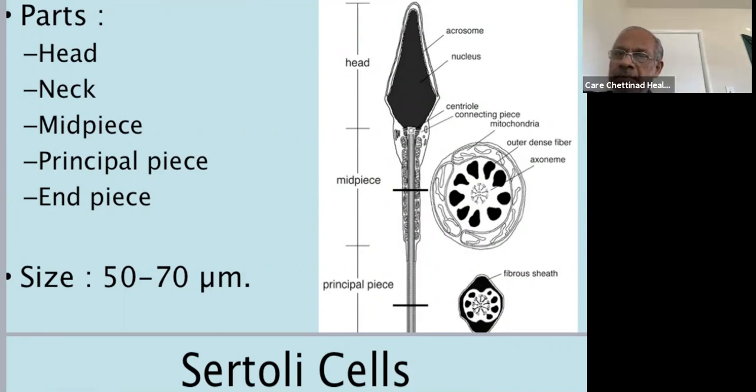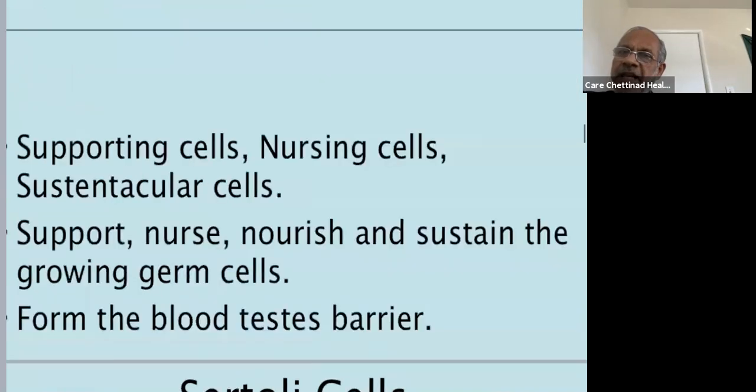I want to reiterate again, Sertoli cells are crucial. You have the supporting cells, nursing cells, also called sustentacular cells. They support, nurse, nourish, and sustain the growing germ cells. They also form the blood-testis barrier.